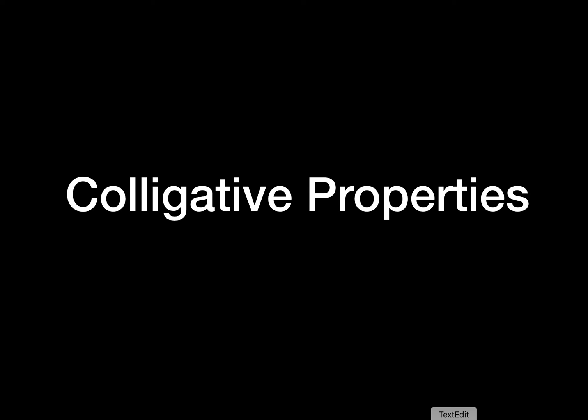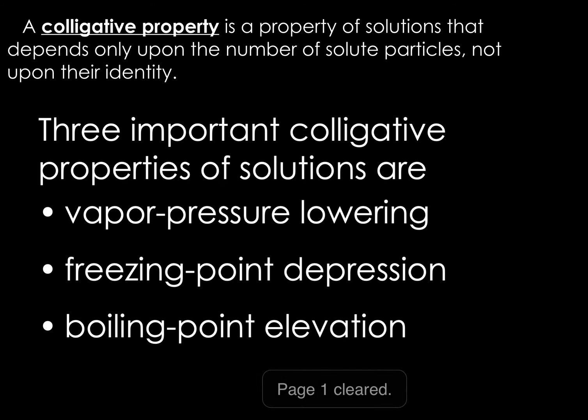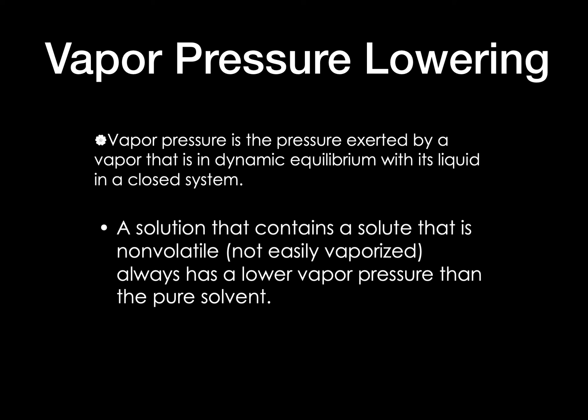In this video, we are going to talk about colligative properties. A colligative property is a property of solutions that depends only upon the number of solute particles, not upon their identity. And there's three types of colligative properties that we're going to talk about. The first, vapor pressure lowering, freezing point depression, and boiling point elevation.